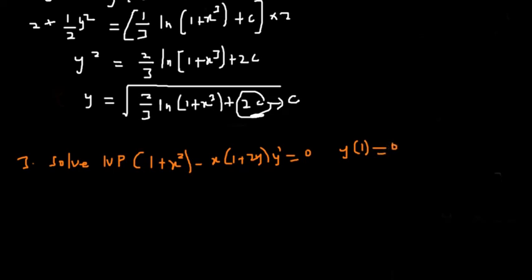So let's do a simple calculation. Now let's try solving it. You have 1 plus x squared minus x, times 1 plus 2y, and we know that y prime is the same as dy on dx, equal to 0. So now let's try doing some simplifications.